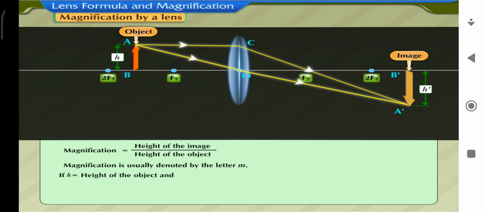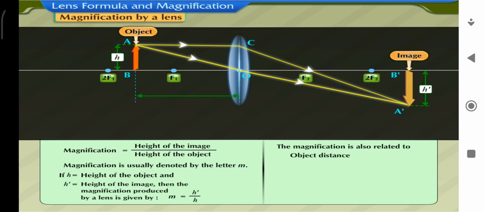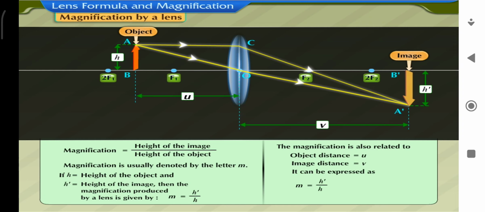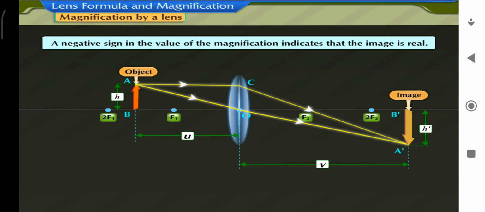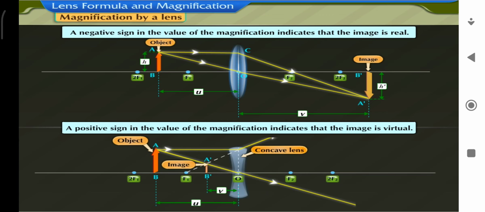If h is the height of the object and h dash is the height of the image, then the magnification m produced by a lens is given by m is equal to h dash divided by h. The magnification m is also related to the object distance u and image distance v. It can be expressed as m is equal to h dash divided by h, which is equal to v divided by u. A negative sign in the value of the magnification indicates that the image is real. A positive sign in the value of the magnification indicates that the image is virtual.